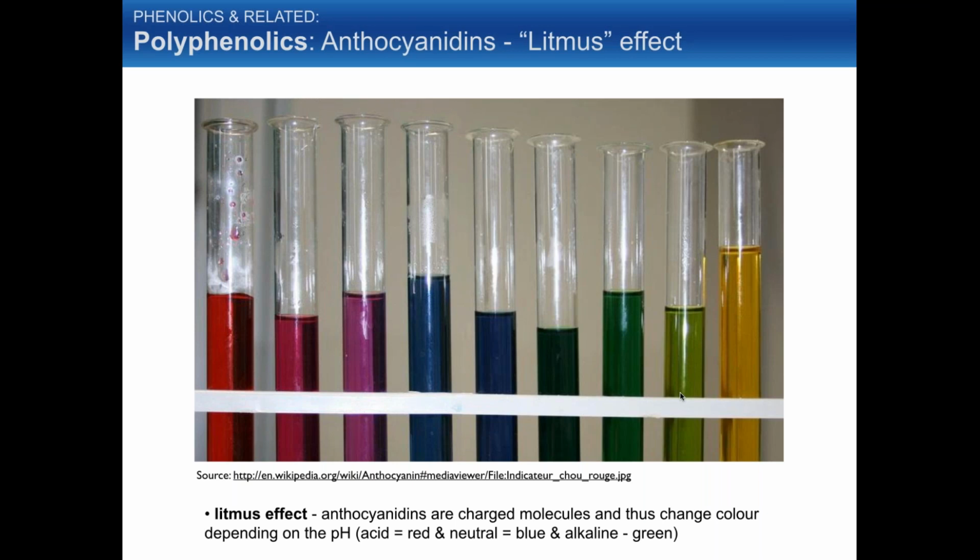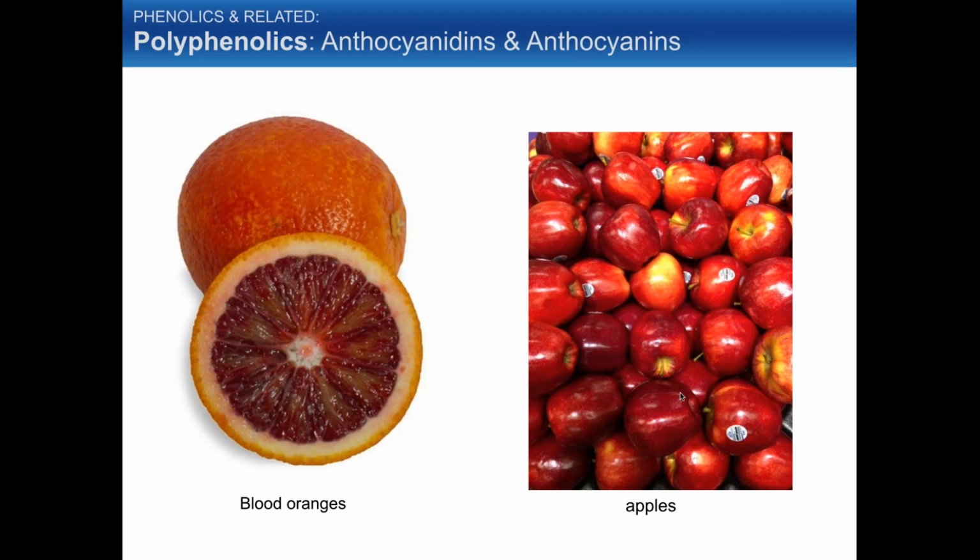So here's basically, I took this from Wikipedia, but this is basically a nice picture of purple cabbage. And depending on the acidity of it, more acidic is on the left and more alkaline is on the right. And so the solution will change colors based on how acidic it is, which is kind of neat. And that's related to those double bond structures there.